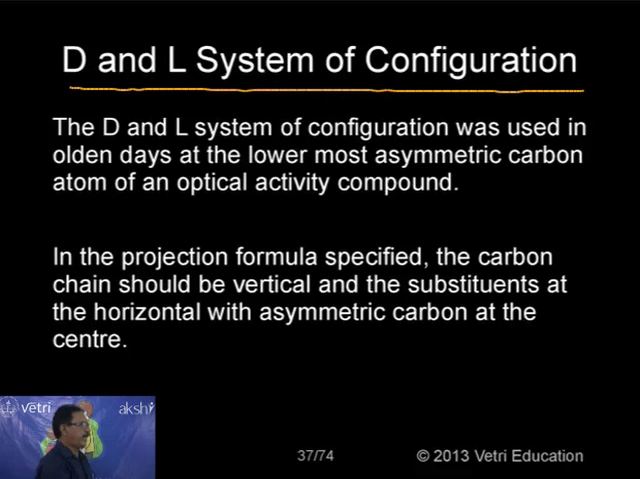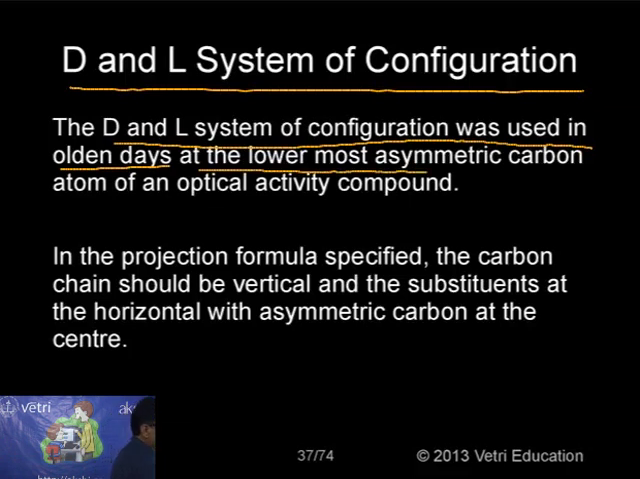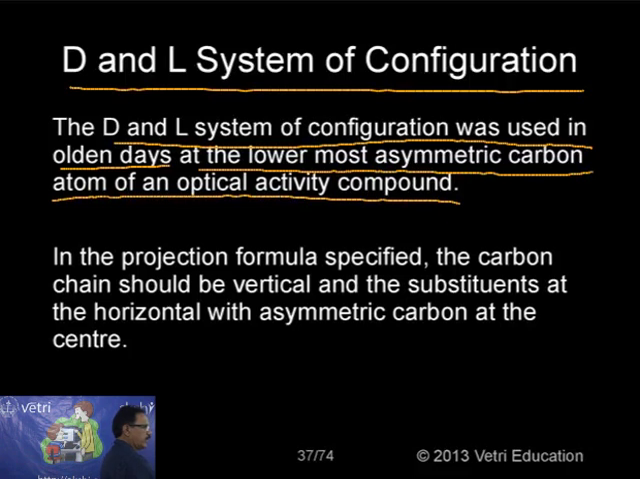What is DL? The D and L system of configuration was used in olden days, and it is based on the lowermost asymmetric carbon atom of an optically active compound. This is the most important. Whenever you want to give a common name, the lowermost asymmetric atom is considered, and based on that the configuration is given, whether D or L.